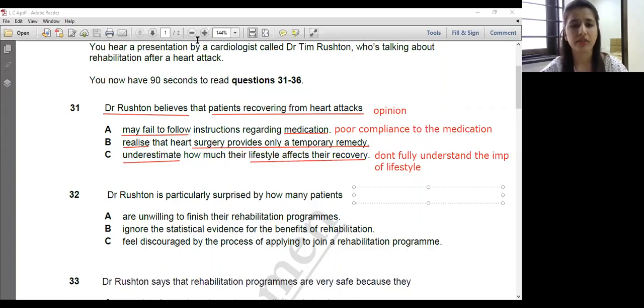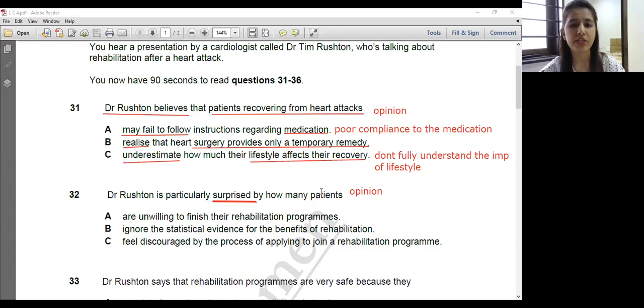Second one, Dr. Ruston is particularly surprised. So my keyword here is surprised. Okay. What is he surprised about? While giving out statistics, he would give all sorts of statistics. That is not my focus. My focus is the number or the fact that he is surprised about. So again, this is an opinion question. Yes, as I discussed earlier, the majority of the questions in listening part C will be opinion questions.